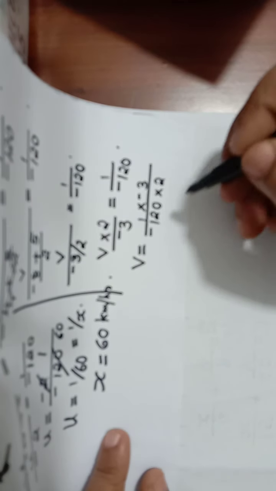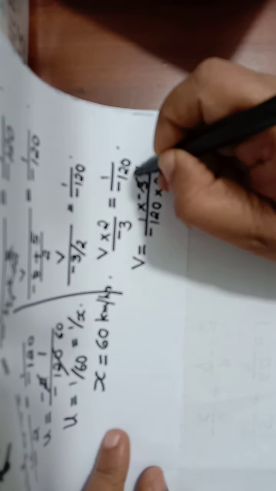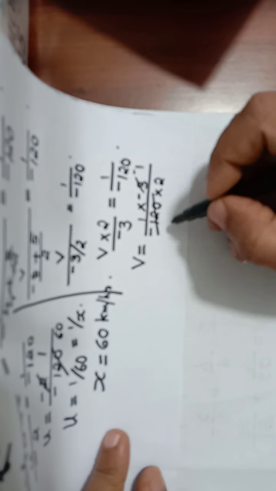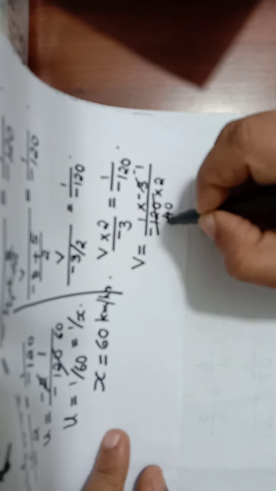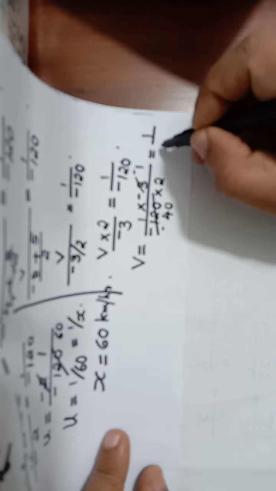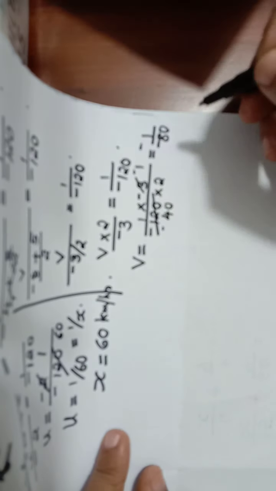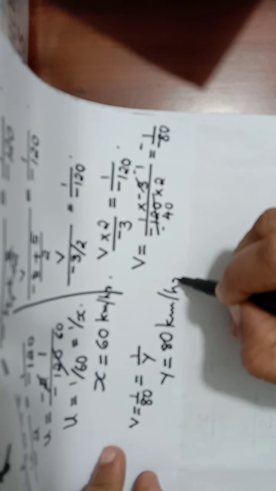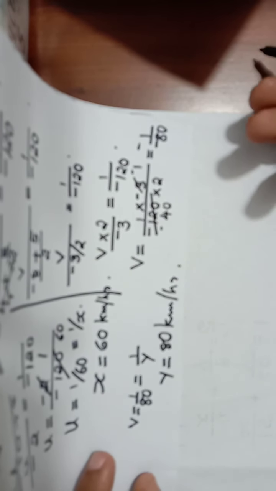So what do we get here? By 3 we can cancel one time, negative 1. Here again by 3, 3 4s 40. Negative will be getting cancelled. So we have 1 by negative 80. Okay, negative 1 by negative 80. What is that, children? Is that V is equal to 1 by 80? What is V is equal to? It is 1 by Y. Therefore, Y is equal to 80 kilometer per hour. What is meant by that? 80 kilometer per hour is speed of the bus.